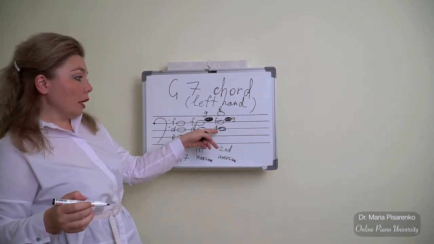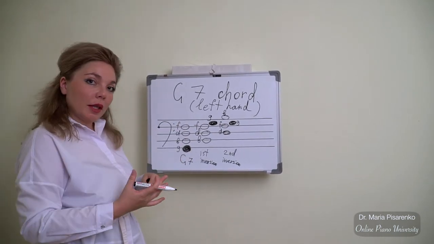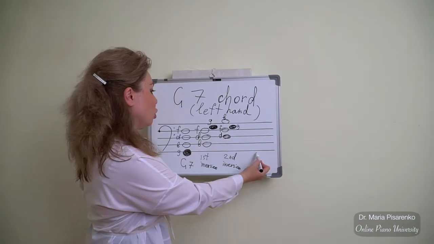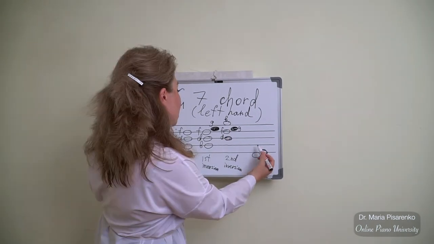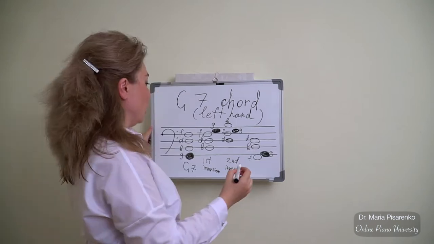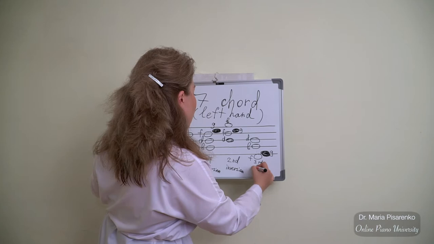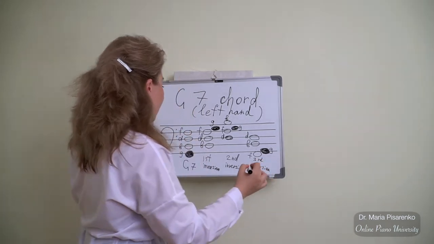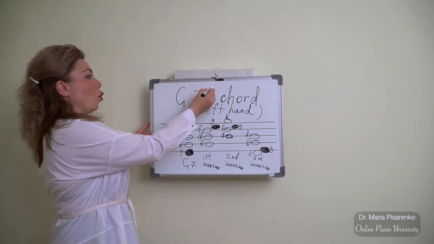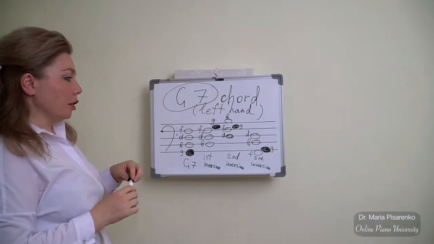And we can also put this note on top and you will have a different combination of the same chord. So this is going to be F, G, B, and D. And it will be called the third inversion of the same G7th chord that we are learning today.